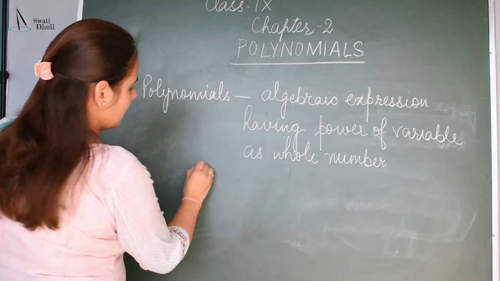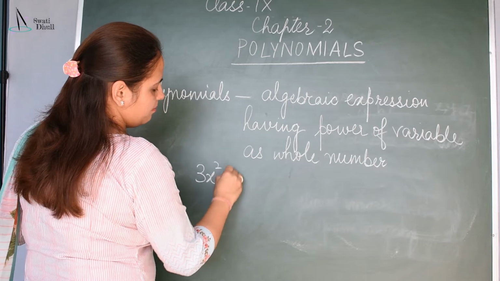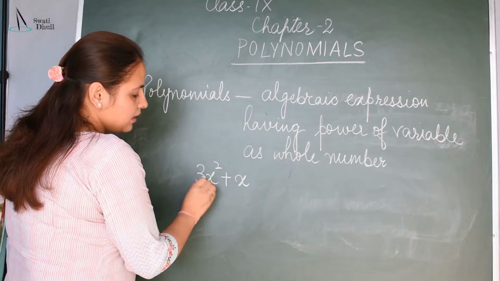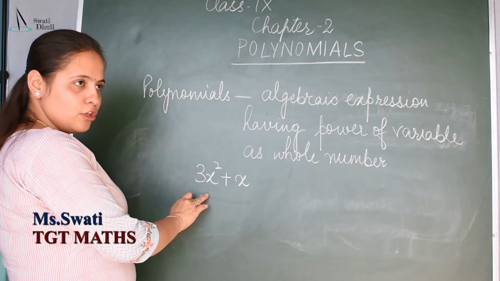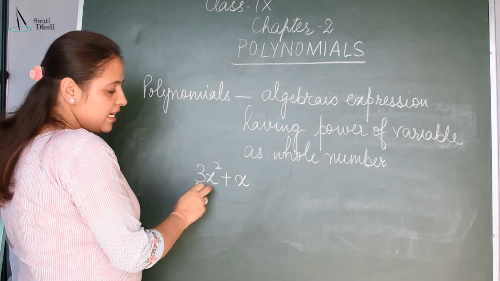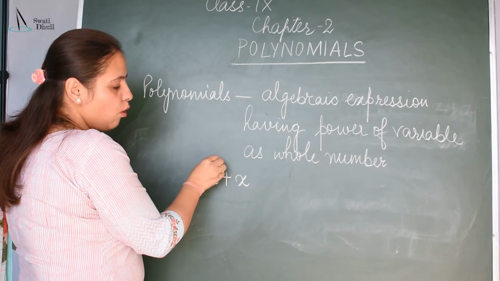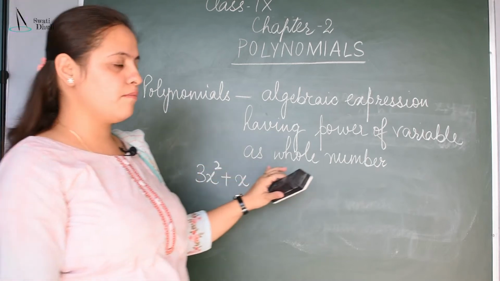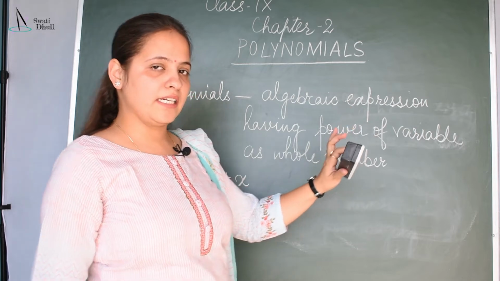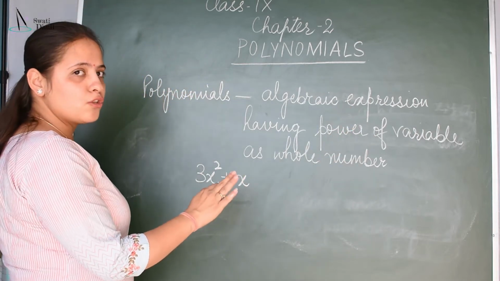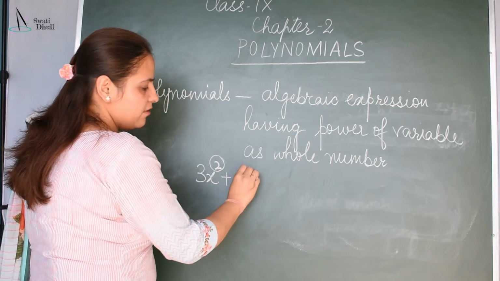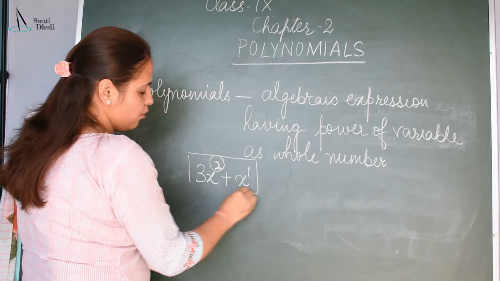If I say 3x square plus x, here you can see this is an algebraic expression also because it has a constant, it has a variable, it has an exponent. But see here, its power is a whole number. You must know what whole numbers are. The whole numbers start from 0 till infinity and 0 is the smallest whole number. So in 3x square, the power is 2, here the power is 1. So it is a polynomial.